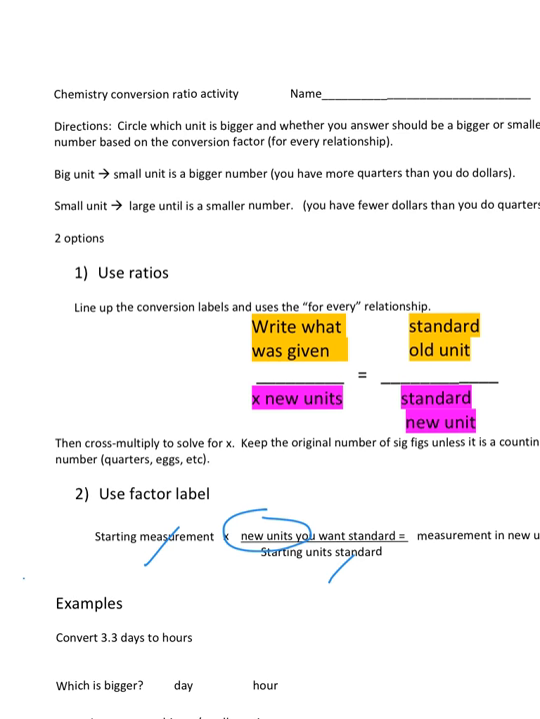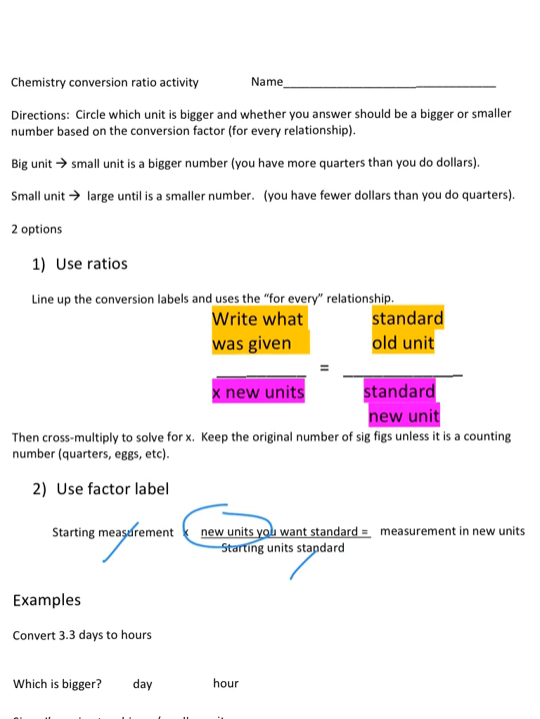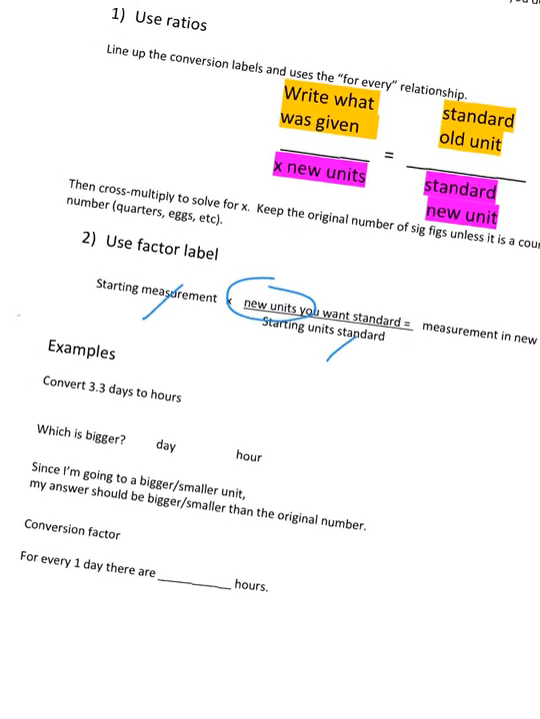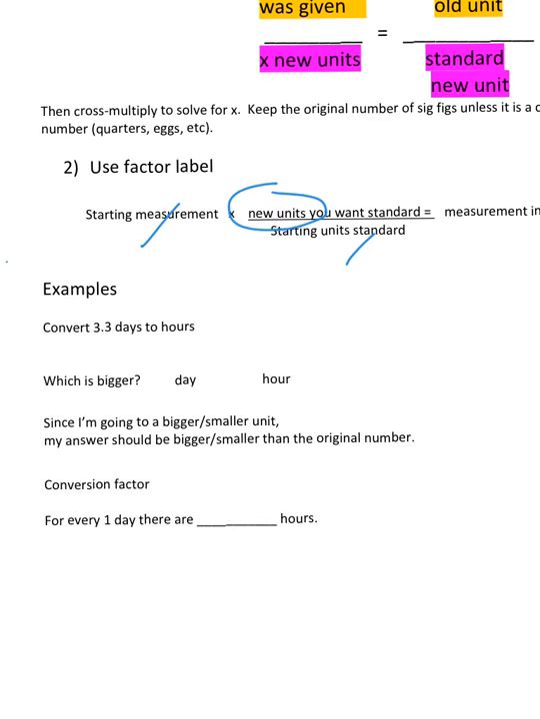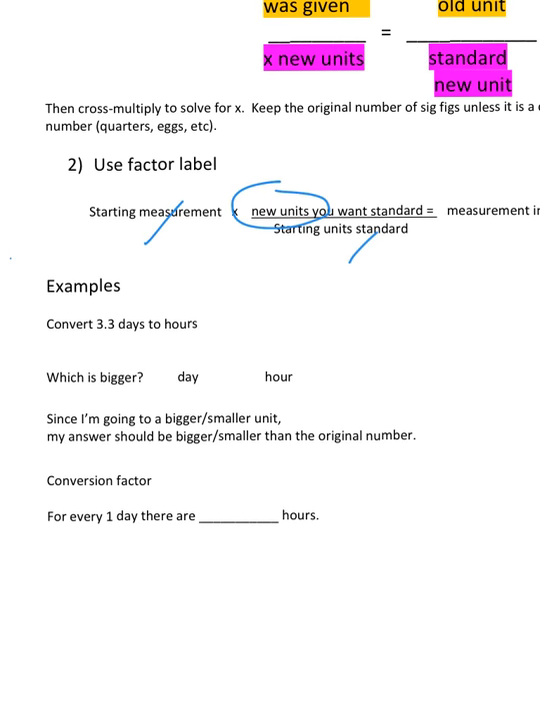Okay, so I'm going to show you this both ways, and it's your choice on which one that you would like to do here. Sorry, this always turns weird. Okay, so my first one, I'm going to switch 3.3 days to hours. So I need to think about on here what I want to use here.